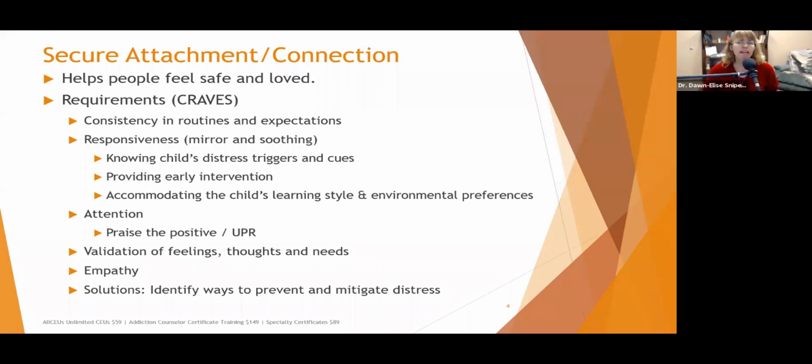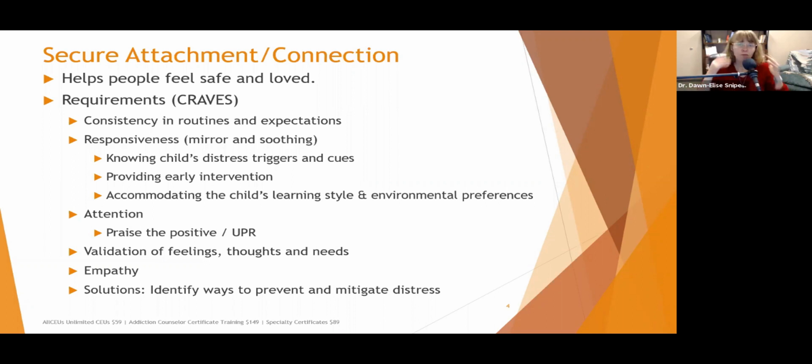You want to provide early intervention whenever possible. Don't wait till the person is dysregulated. When you get to a place, let them know what's going to happen, prepare, plan, and then when you get to the airport, for example, give them the headphones so they can put them on so they don't even start to get dysregulated. And accommodate the child's learning style and environmental preferences when possible.